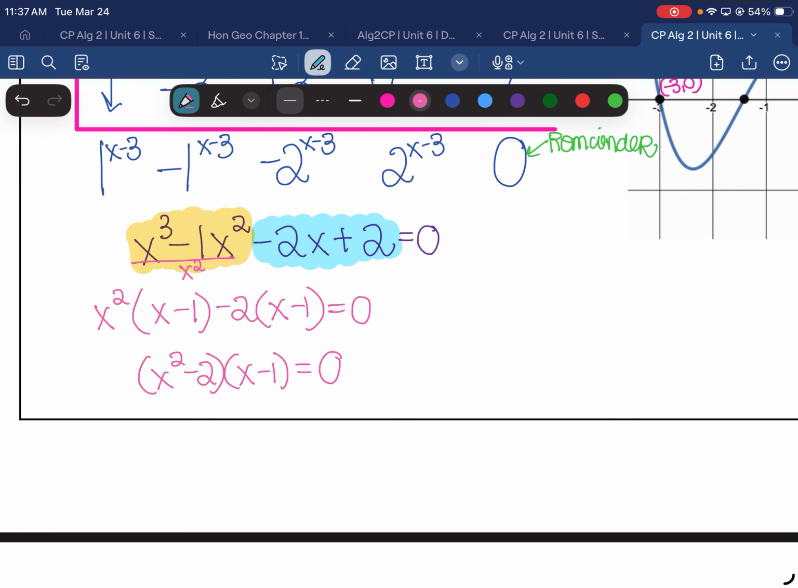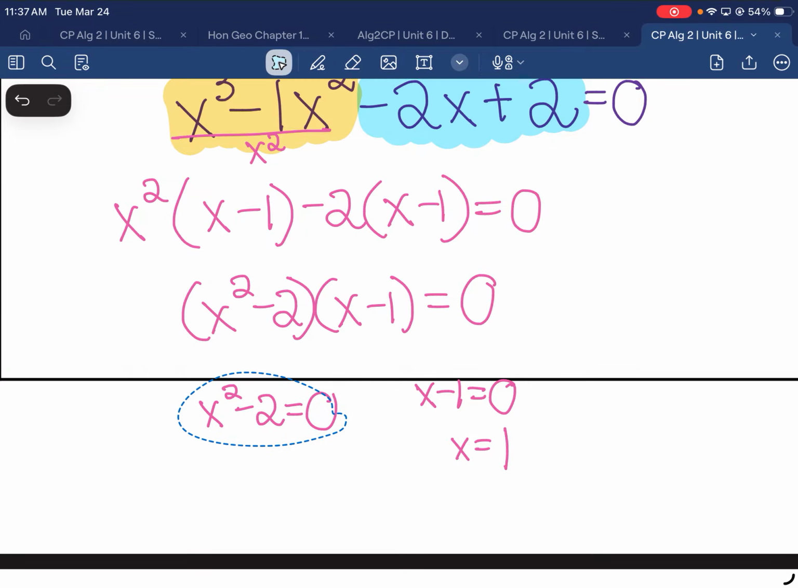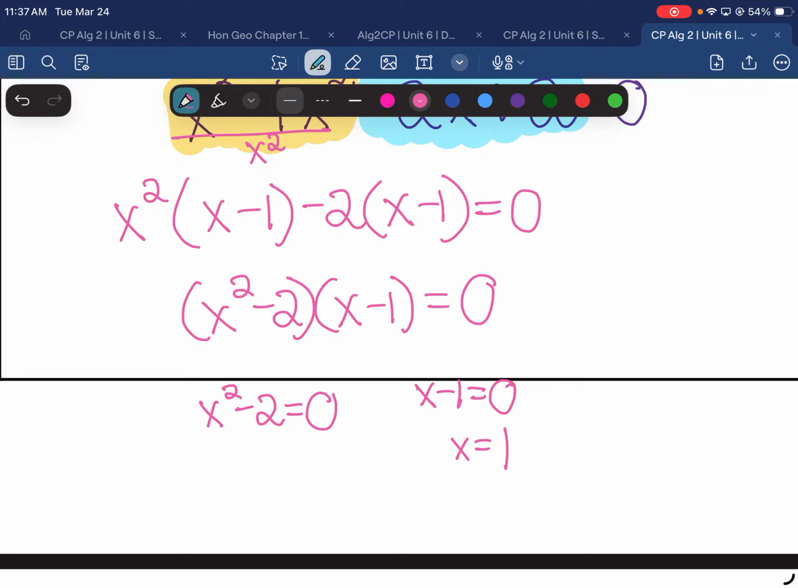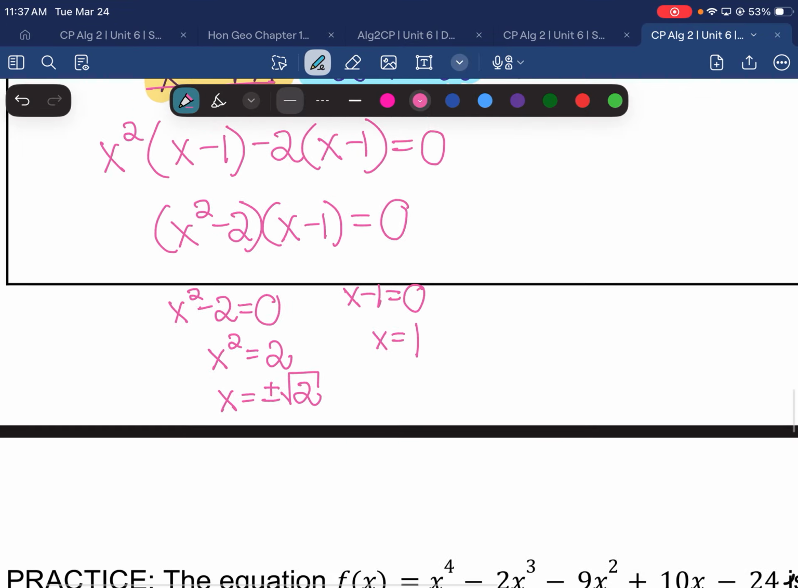I want to set each of those factors equal to 0. The second one's easy. X equals 1. There's an answer. How would I solve this first one? X squared minus 2 equals 0. Annabelle? Take the 2 over and then take the square root of it, and it would be plus or minus radical 2. Okay, there you go.